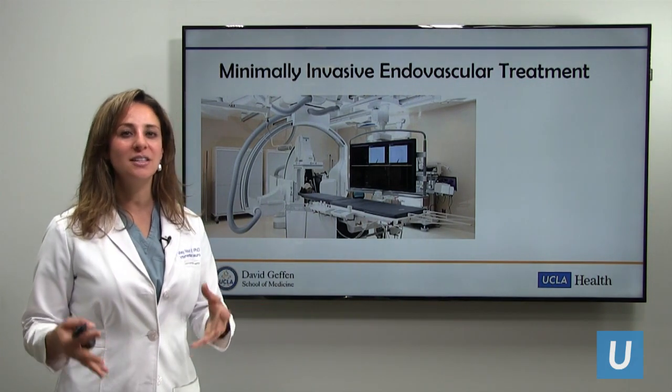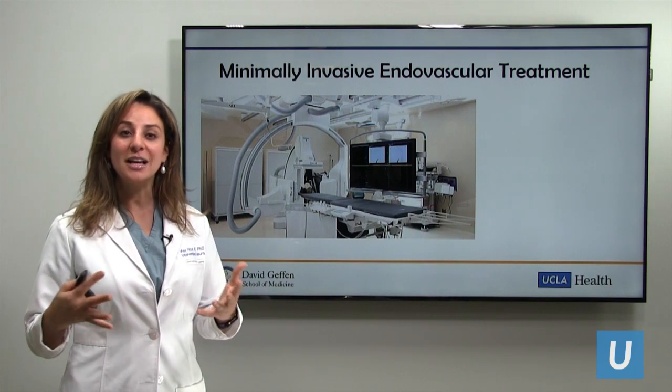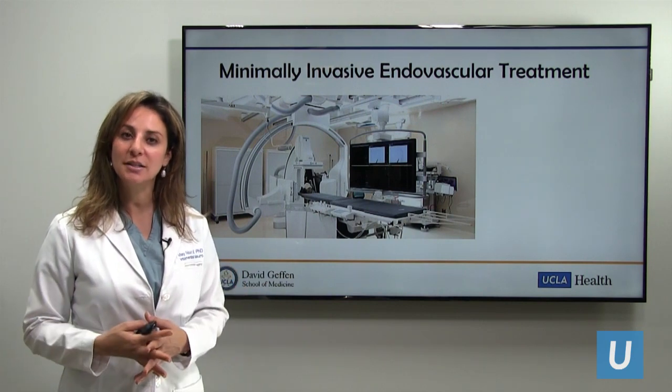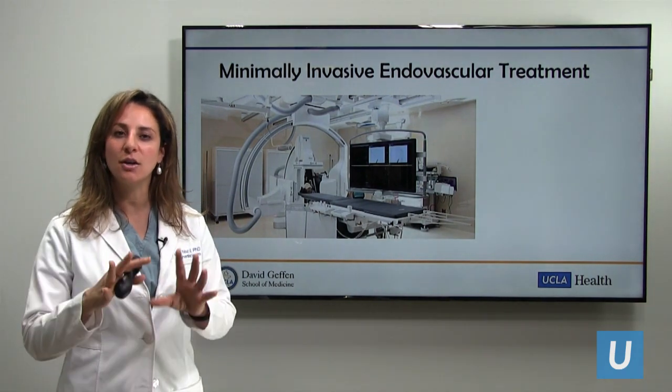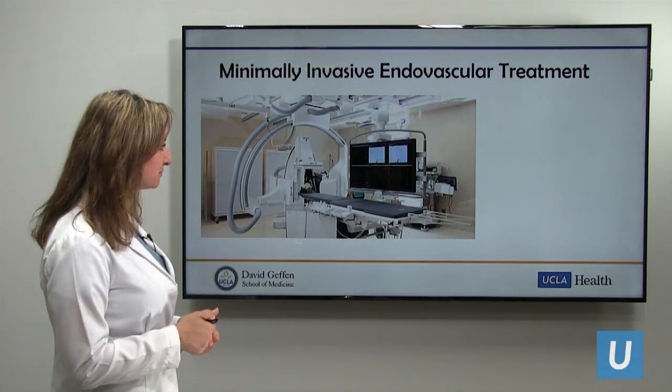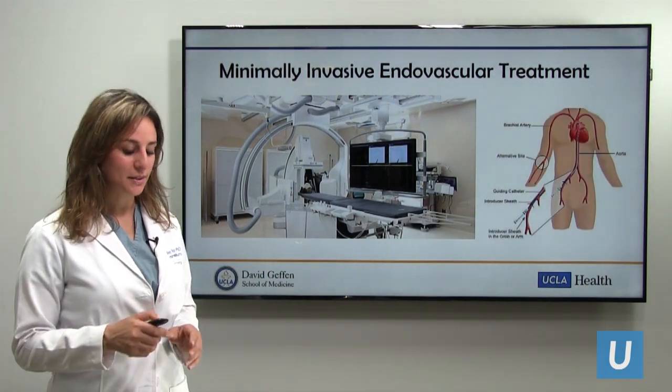Basically, you can think of it as injecting Jell-O in a Jell-O mold. That Jell-O will take the shape, and that's how we see. The shape of the blood vessels is inferred by the contrast that contours the vessel when we inject it. We do this again in a very minimally invasive way. I'll explain what that means.